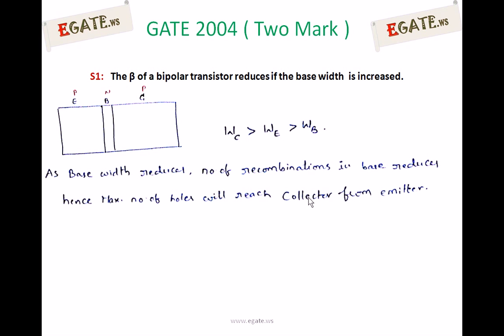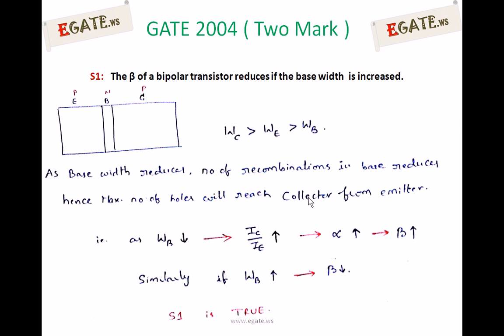Since the base width is small, as the charge carriers move from emitter to collector, they flow through the base, and in the base you will get very little recombination. If the base width is made even smaller, the number of recombinations in the base reduces still further. So the maximum number of holes from the P type emitter will go to the P type collector. So IC is approximately equal to IE as the base width is reduced.